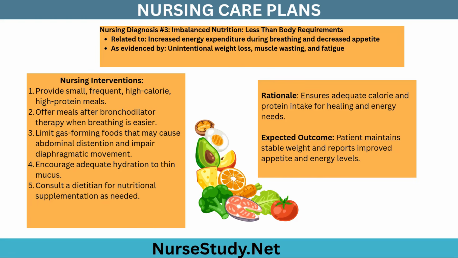Nursing diagnosis number 3: imbalanced nutrition, less than body requirements, related to increased energy expenditure during breathing and decreased appetite, as evidenced by unintentional weight loss, muscle wasting, and fatigue. Nursing interventions: provide small, frequent, high-calorie, high-protein meals. Offer meals after bronchodilator therapy when breathing is easier.